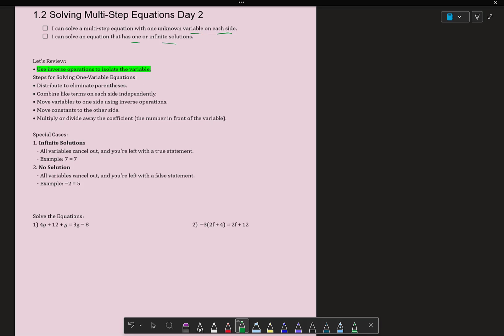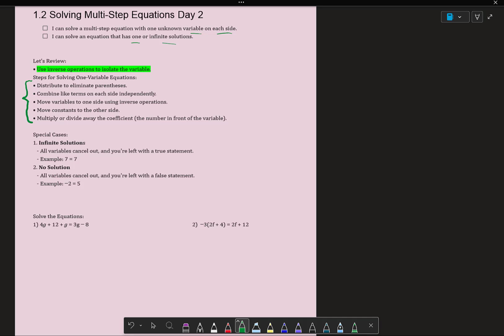So real quickly, let's review. The first step, use inverse operations to isolate the variable I've highlighted, because ultimately that's our goal. We're going to use inverse operations to get the variable, whatever the variable is, by itself. And then below here are the steps that we will follow, typically in this order, but we've already seen some examples where sometimes we have to switch up the order depending on how the problem is set up. And then the special cases we talked about, these are going to start showing up in these problems today.